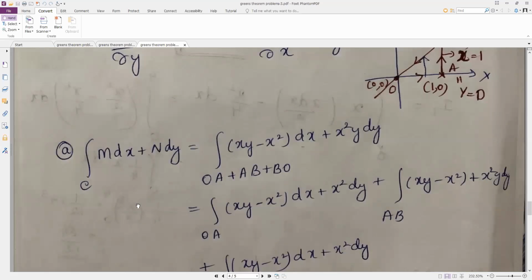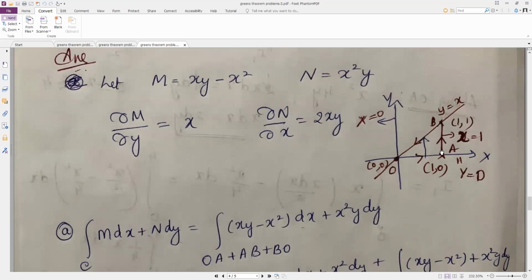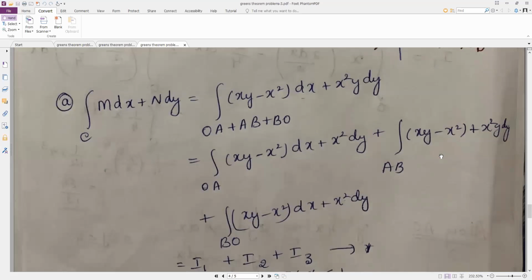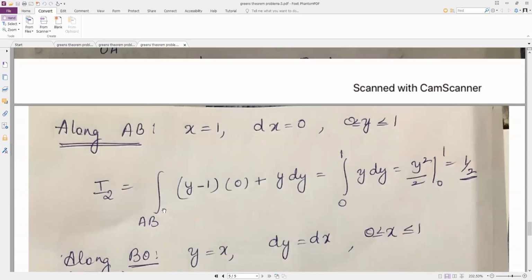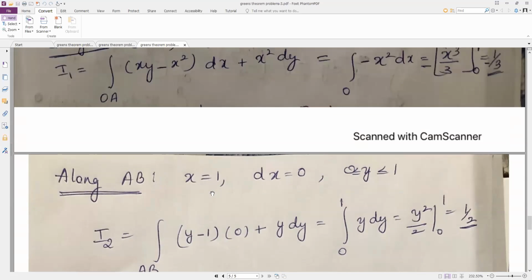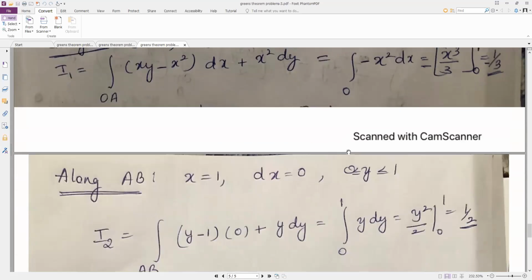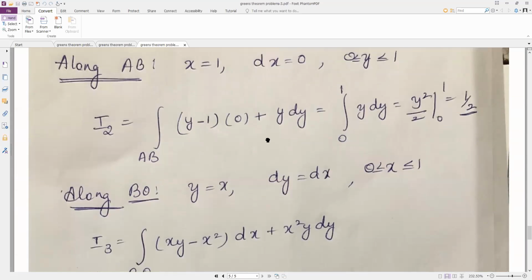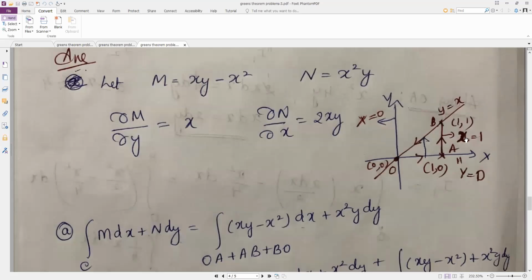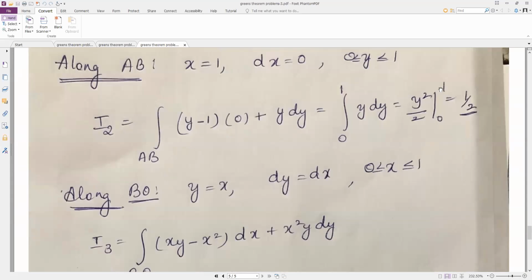Now along AB, what is the equation of this line? This line is x equals 1, so dx is 0. Substitute x as 1 and dx as 0, and you will get this. We need to put the limits for y. Can you tell me the y limit? The y limit for this line is from 0 to 1. So take half out and apply the upper limit, giving 1 by 2.